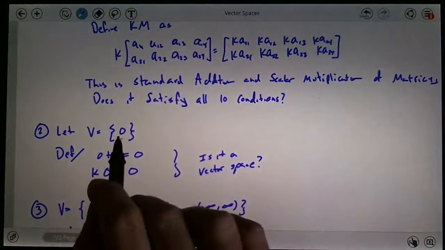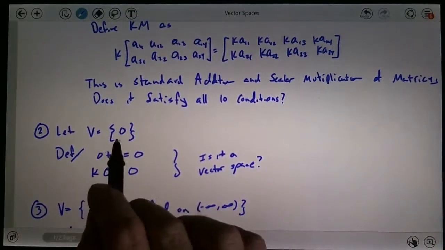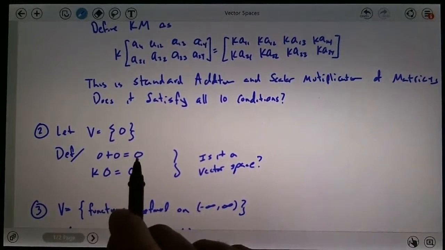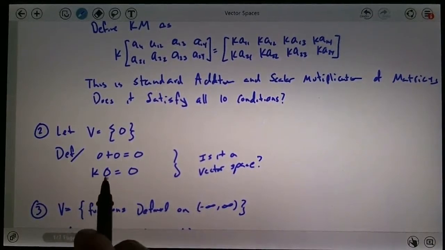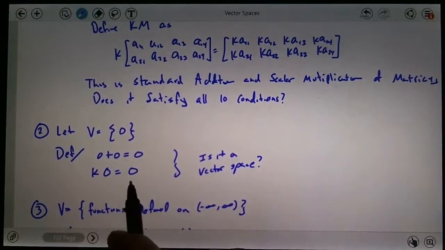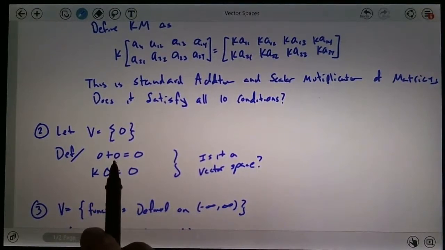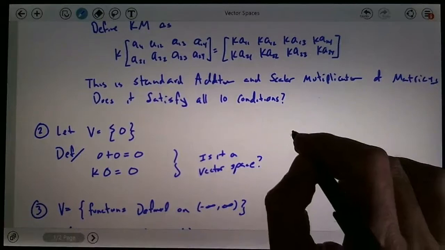Because if I define addition, I've got one thing in it, it's called 0. And how do I add 0 plus 0? Well, it's going to be 0. And how do I multiply k times 0? Well, it's going to be 0. So now you go through and say, well, let's see. If I added 2 things in there, did I get something in there? Yes. Can I add these in either order? Yes. Is there an associative property?